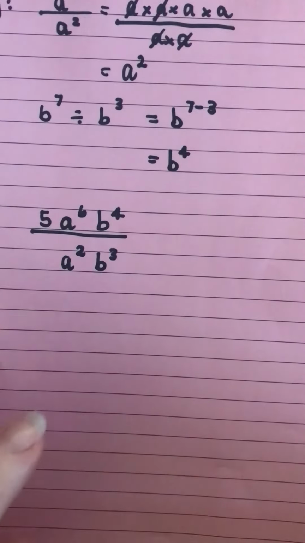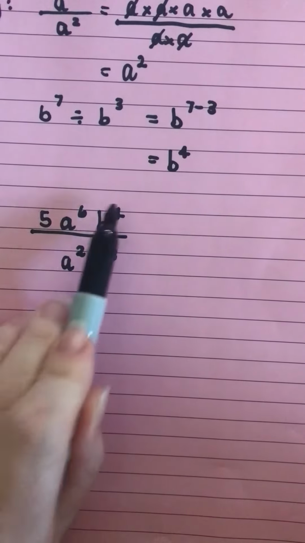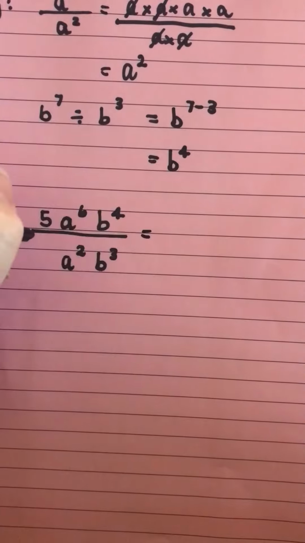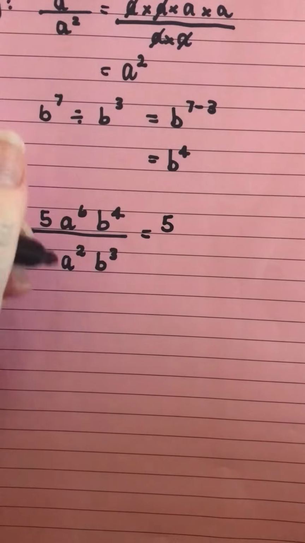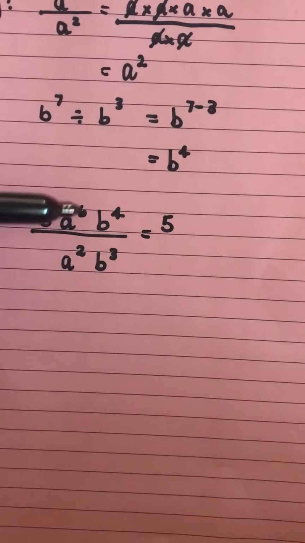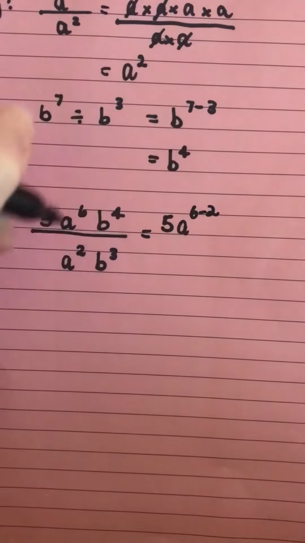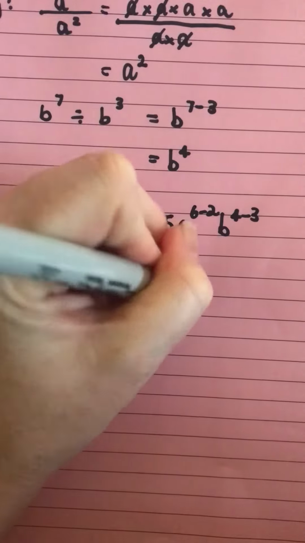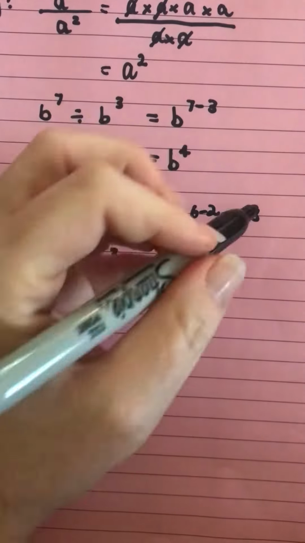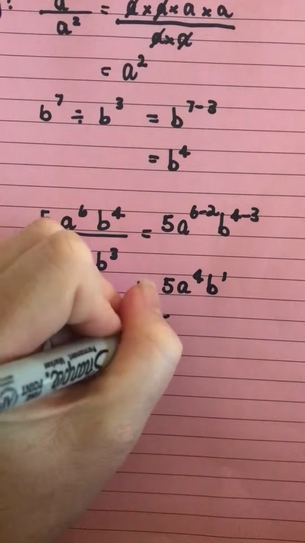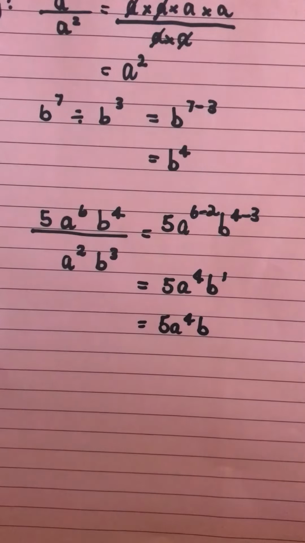In the last one, it's a little bit more complicated. We've got a few different things going on here. So we've got our a's and our b's. And we also have the 5. So the 5 is going to stay as is because there's no coefficient on the bottom there that we need to simplify that with. Here we've got our a's, so we've got a to the 6 take 2, and then b to the 4 take 3. So we get 5a to the 4, and b will be to the power of 1, which I can just write as b. If we had ended up with a negative, then we would want to be dealing with that, and that's what we're looking at in one of the other videos.